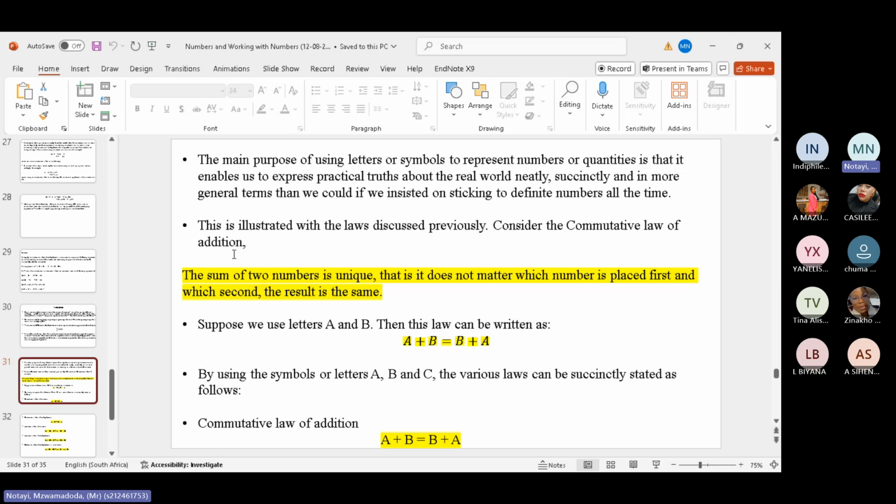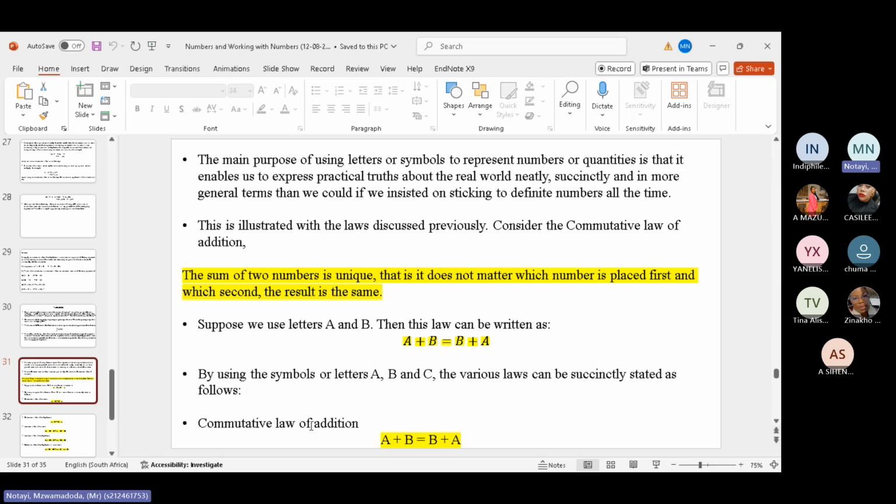Consider the commutative law of addition. The sum of two numbers is unique. That is, it does not matter which number is placed first and which second. The result is the same. So we use letters A and B. This law can be rewritten as A plus B is the same as reversing the order and having B plus A. So these two will always give us the same result for any values of A and B.